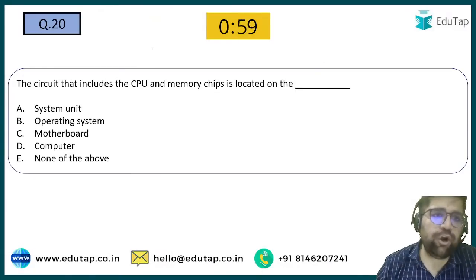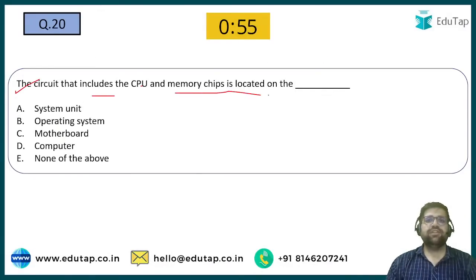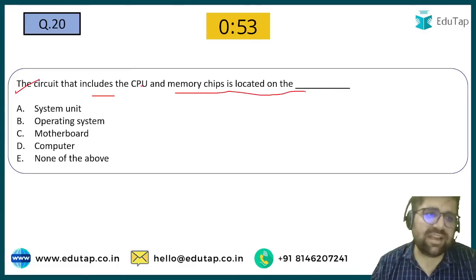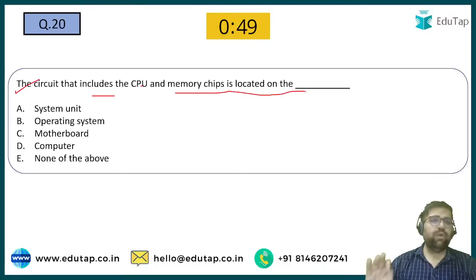Question number 20 on your screen. The circuits that include the CPU and memory chips are located on what? Now, this is again an easy question, I would say. Question number 20.